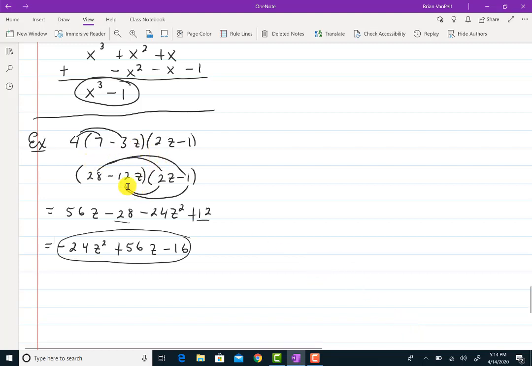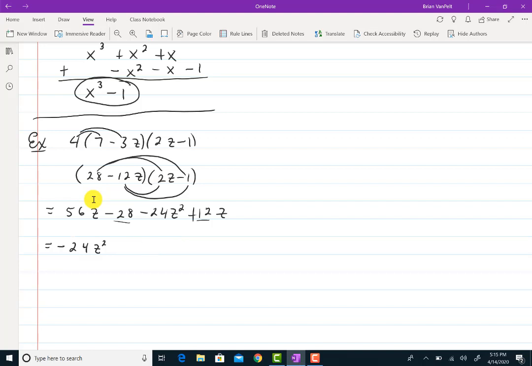28 times 2z is 56z. Good job there. 28 times negative 1 is, well, negative 28. Negative 24z squared. I see where it is here. When I did the last, negative 12z times negative 1, that's a positive 12z. So that messed up my numbers a little bit. Let me clear this up. The 24z squared wasn't a problem, but I did have 56z and 12z, and then a minus 28.